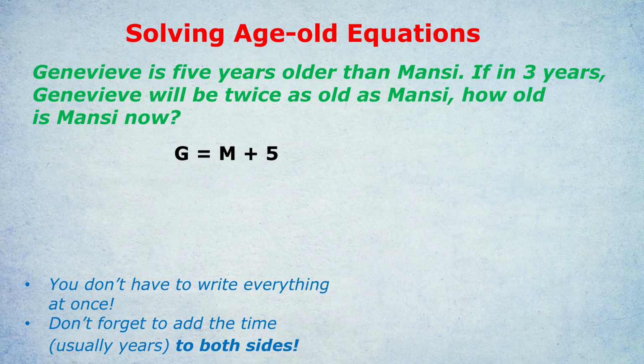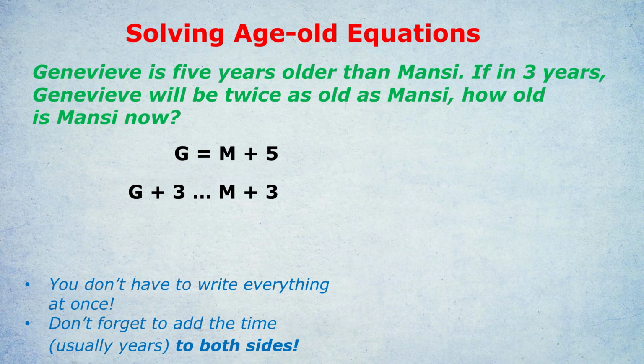But now the one people get stuck with. In 3 years' time, Genevieve will be twice as old as Mansi. So what I've written here is not an equation, just Genevieve on one side and Mansi on the other side. And that's the first principle that you can see below. You don't have to write everything at once. Just start with Genevieve. How old will she be in 3 years? She will be G plus 3. How old will Mansi be in 3 years? She will be M plus 3.